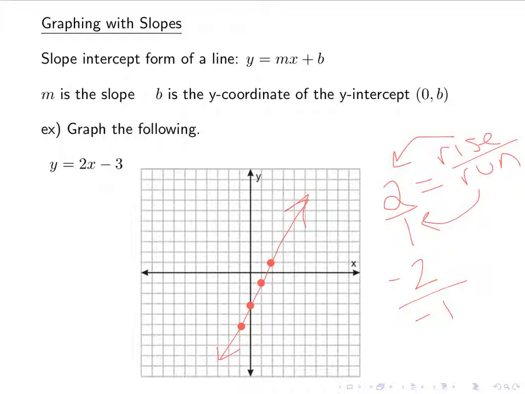I always want to do at least 3 points because any 2 points will give me a line, and I want to make sure I have the correct line. So I will do at least 3, sometimes even 4 points. But there's our first example.